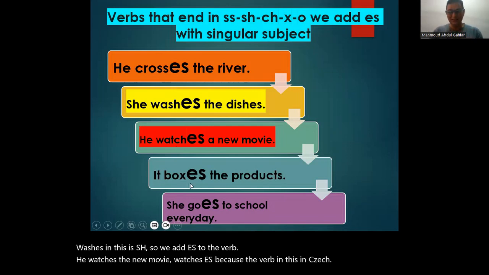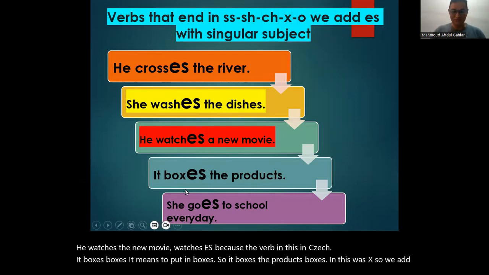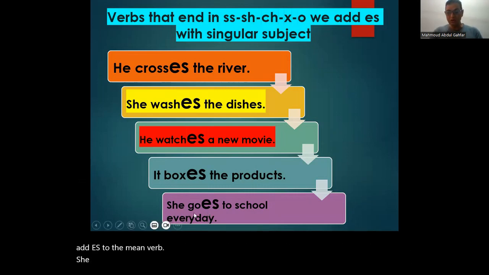It boxes, boxes, it means to put in boxes. So it boxes the products. Box ends with x, so we add es to the main verb. She goes. Go ends with o, so we add es to the verb. She goes to school every day.